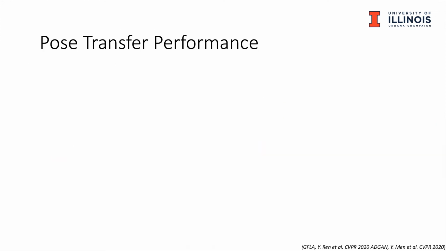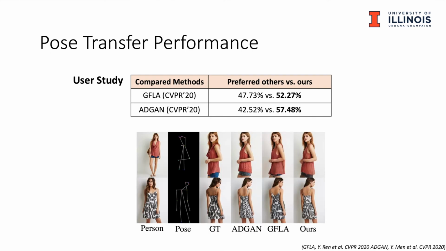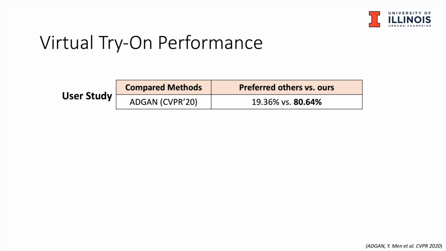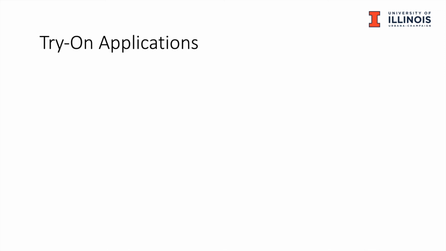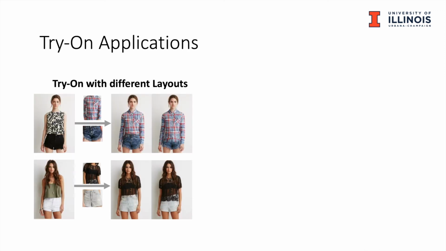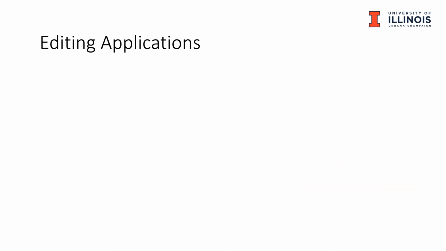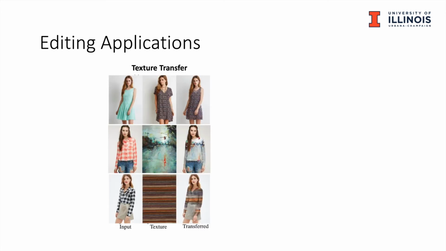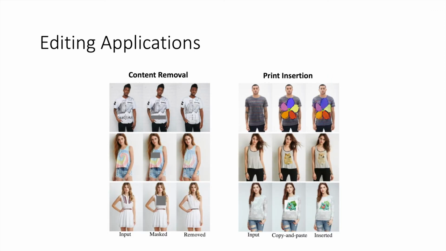For the performance of our work, based on the user study, for pose transfer, our work is equivalent or slightly better than the previous work. And for virtual try-on, users are more likely to prefer our work than the previous work because we can preserve more details in terms of shape and texture. More results about the try-on, including try-on with different layouts, layering inside and outside, and keep layering outside. More results about editing, including texture transfer, reshaping, content removal, and content insertion.